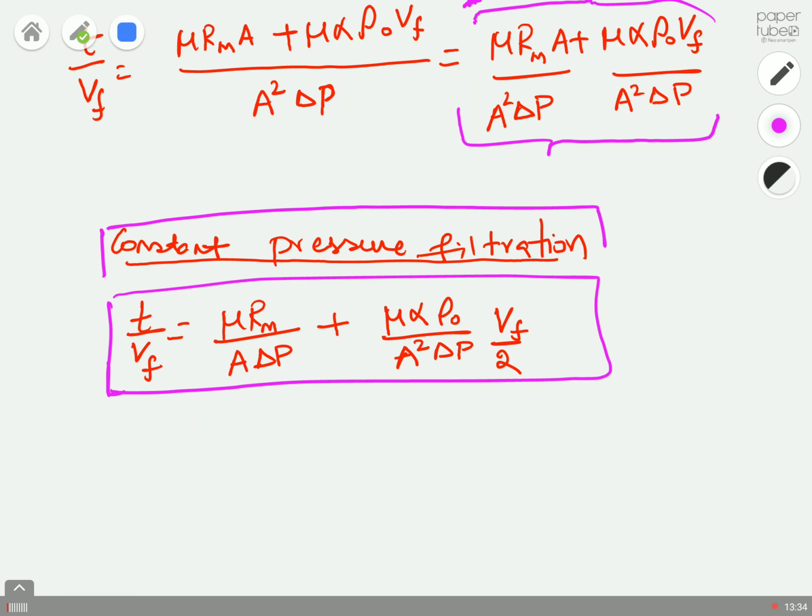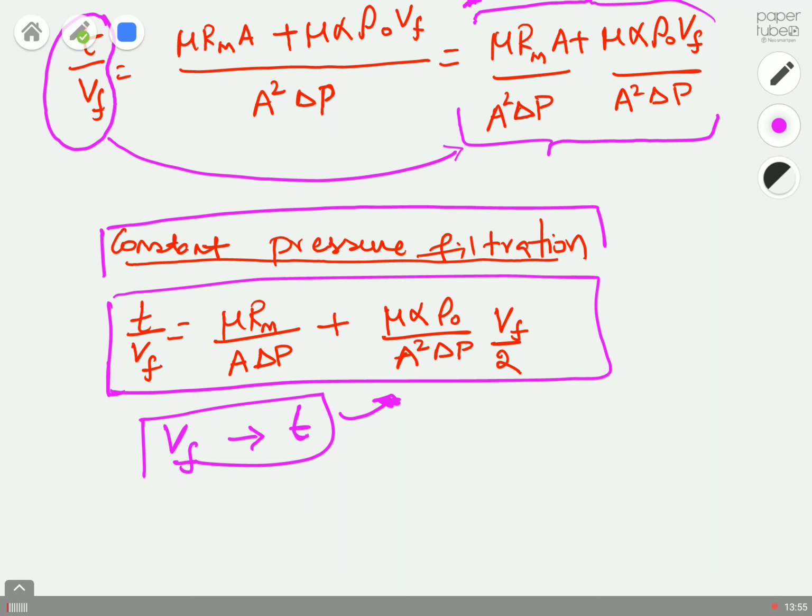So what is this T by Vf? This is an expression which relates volume of filtrate to your time. If it's constant pressure filtration, and if it's constant rate filtration, then time and volume of filtrate that you collect is given by these expressions. If you know the volume of filtrate, then you can calculate the time. If you know the time, then you can calculate the volume of filtrate, provided we know the other parameters like viscosity of the broth, resistance offered by the medium, density, and density of the cake, and so on.